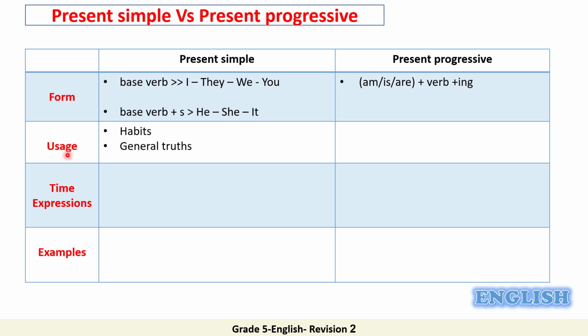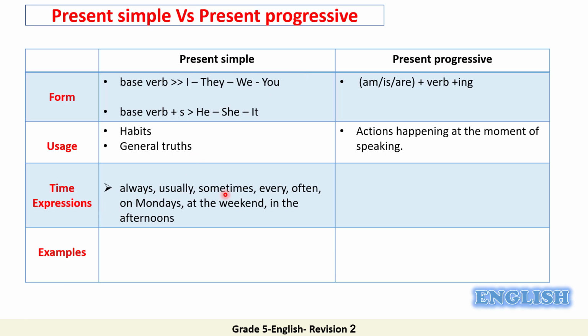The usage. We use the present simple to talk about habits or general truths, but we use the present progressive to talk about actions happening at the moment of speaking. And remember, there are time expressions for each tense. These expressions are very important, my friends. You have to memorize them for each tense. They are the key words that will guide you to know what tense to use.